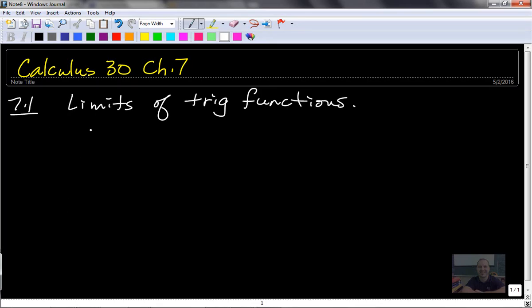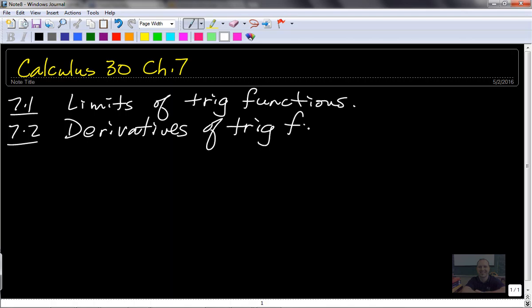Okay, so in this lesson, we're going to look at Chapter 7.1 and 7.2, limits of trig functions and derivatives of trig functions. So that's what we're going to look at here today, limits and derivatives. Now, if you remember back to Chapter 1, we talked exclusively about limits, and then we described some of these limits as derivatives in Chapter 2. And so limits and derivatives obviously are very closely related.